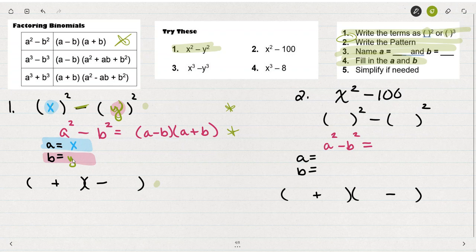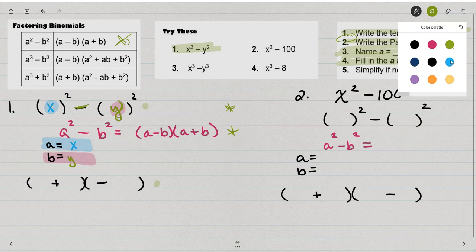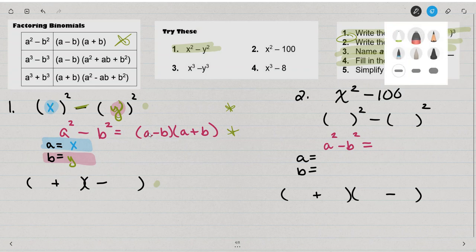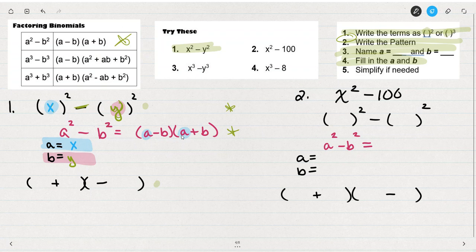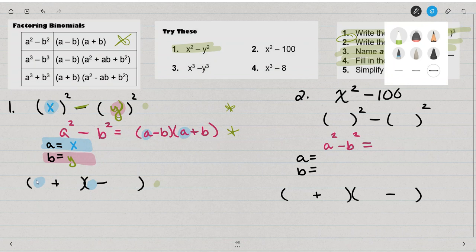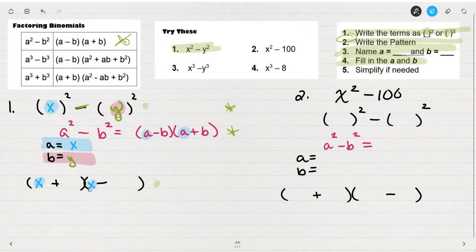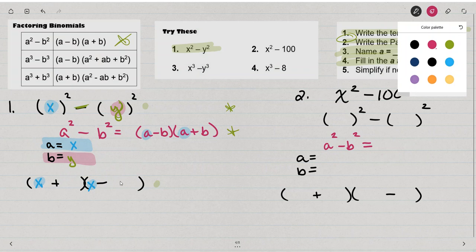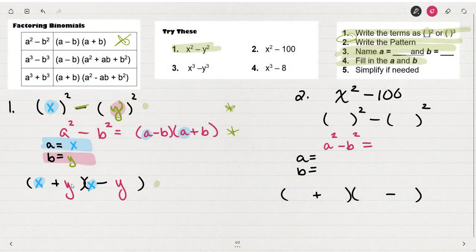Now all that's left to do is replace the a's. Let me turn the highlighter on. These 2 a's are going to be replaced with x. It'll look like this. And the 2 b's are replaced with y. That's it. That's all there is to it. And that is the factored form. So you see x squared minus y squared, using the special pattern, factors to x plus y times x minus y.